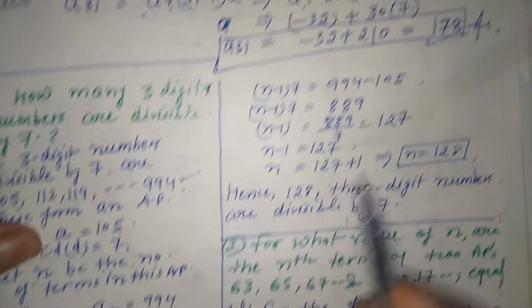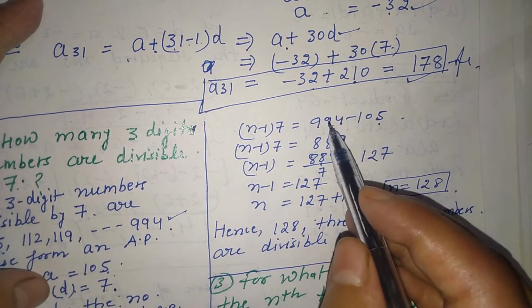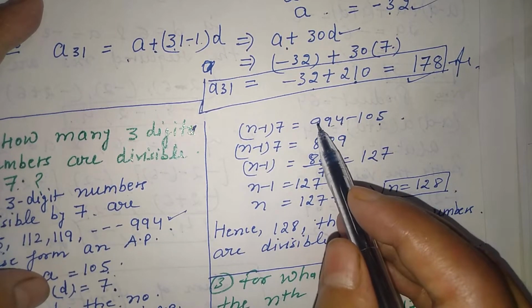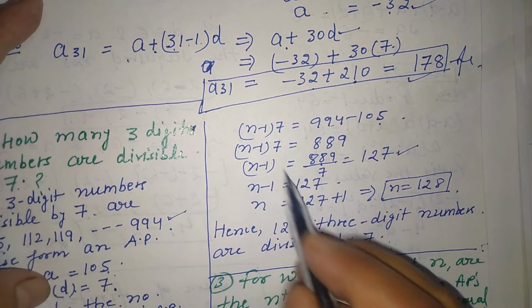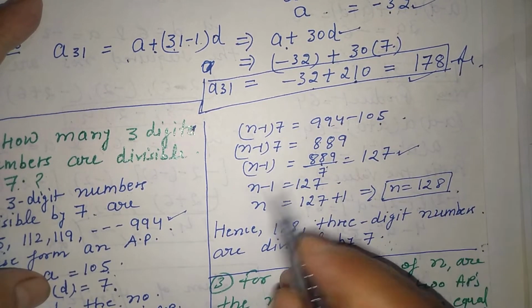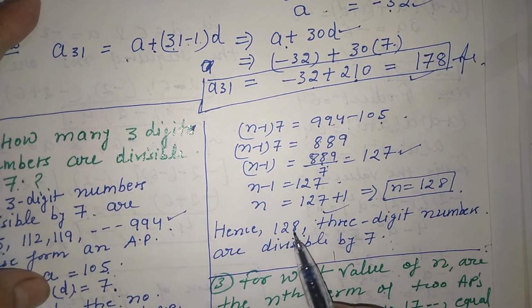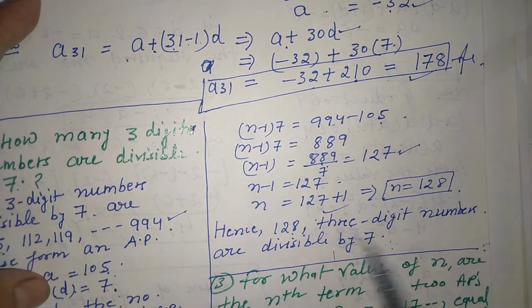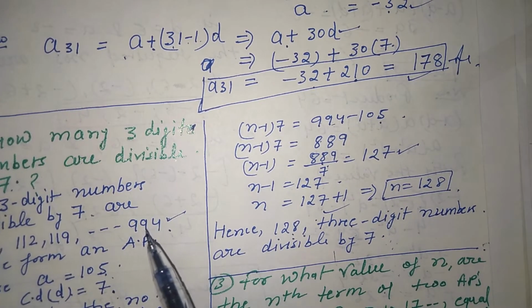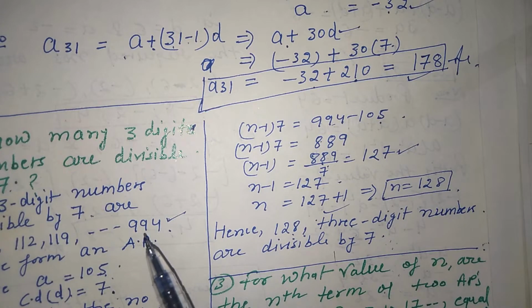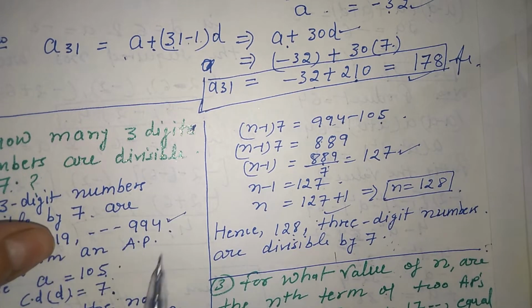Now 105 will transpose to the right side. It becomes 994 minus 105, that is 889. So n minus 1 is 889 divided by 7, that is 127. Now 1 will transpose to the other side. It becomes 128. So hence 128 three-digit numbers are divisible by 7. So like this we can find the count of numbers of any number of digits that are divisible by any number. So this is the common method.